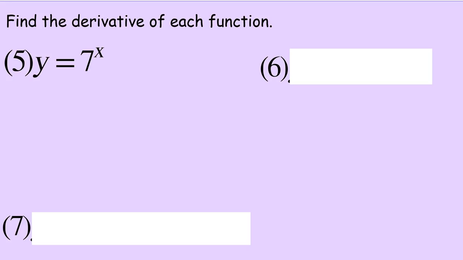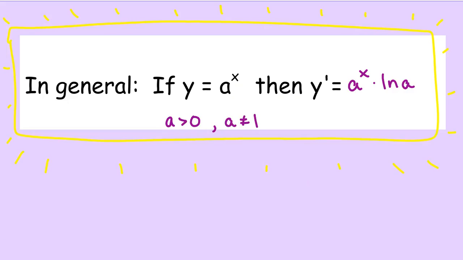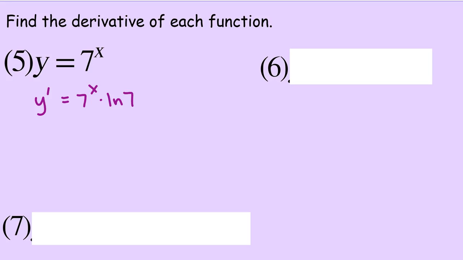Okay, for some practice problems, let's find the derivative of y equals 7 to the x. All right, we'll just use the rule. It's going to be 7 to the x times the natural log of 7. You don't have to go back to the drawing board and rederive it. You just use the rule. Use the new shortcut, basically.